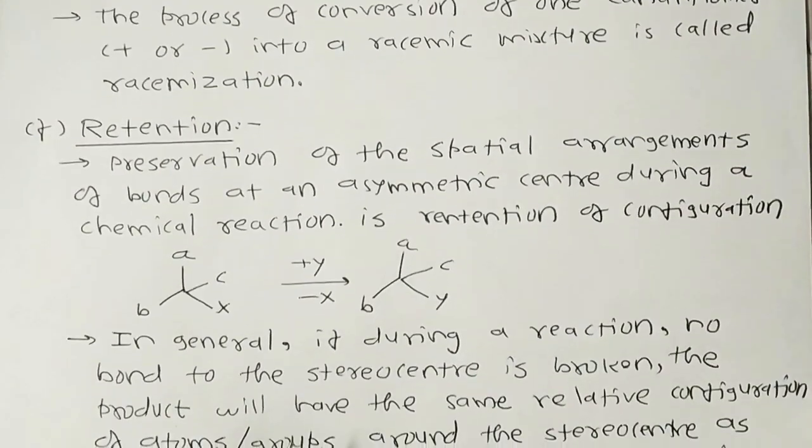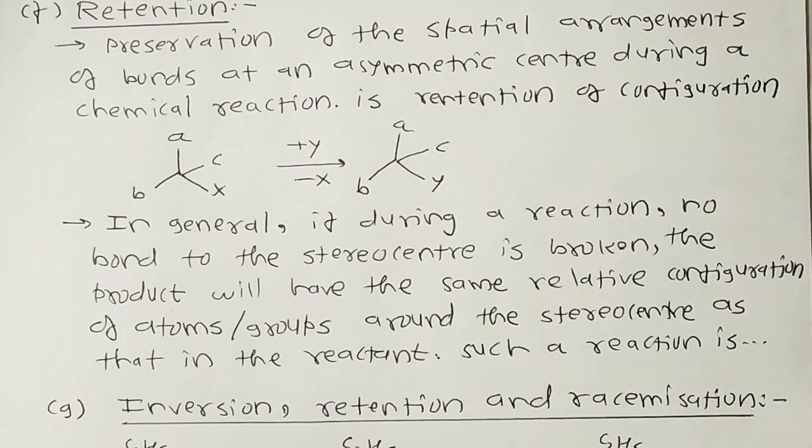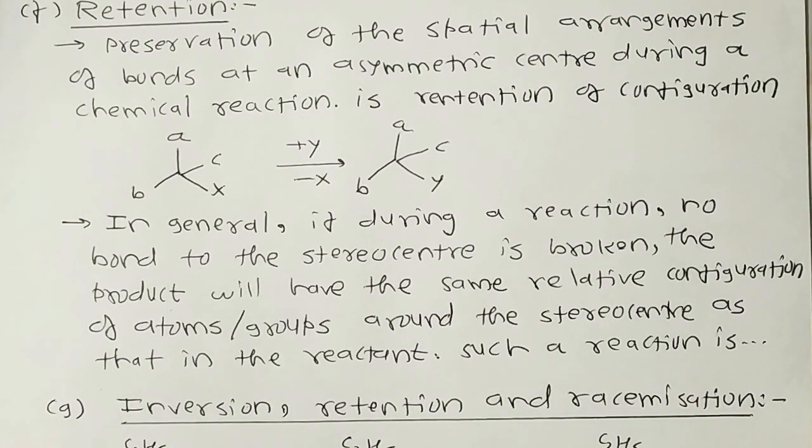Next, our point is retention. It's the most important point, right? What is the meaning of retention? Whenever a chemical reaction is carried out on a chiral molecule, the product may have the same configuration as the reactant, or may have the opposite configuration. If the relative spatial arrangement of bonds at an asymmetric center in a chiral molecule remains the same before and after the reaction, this is called retention of configuration.